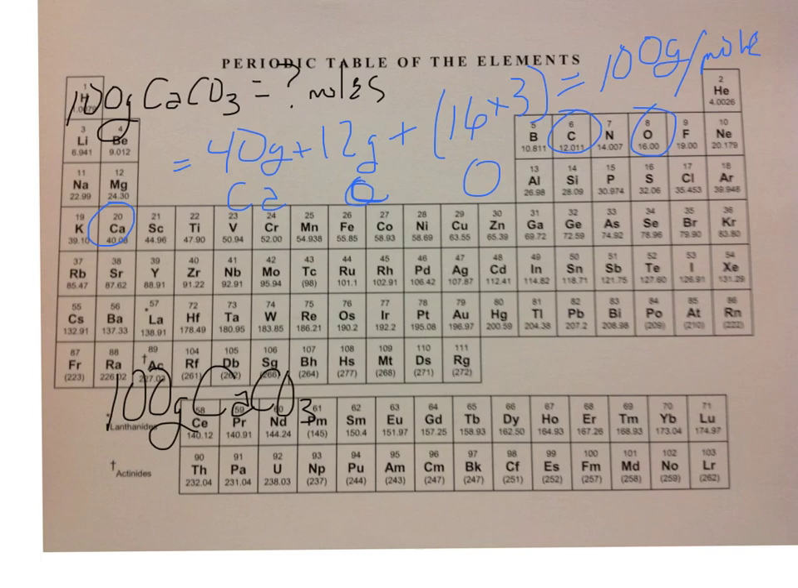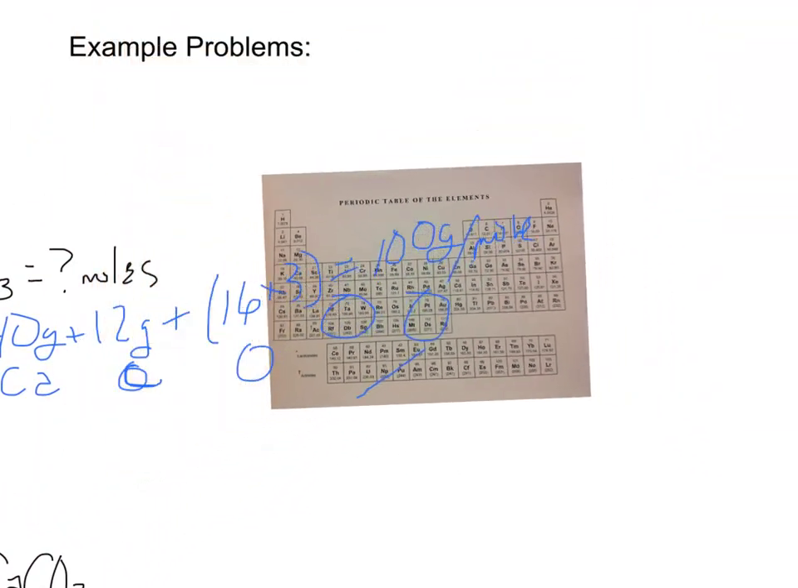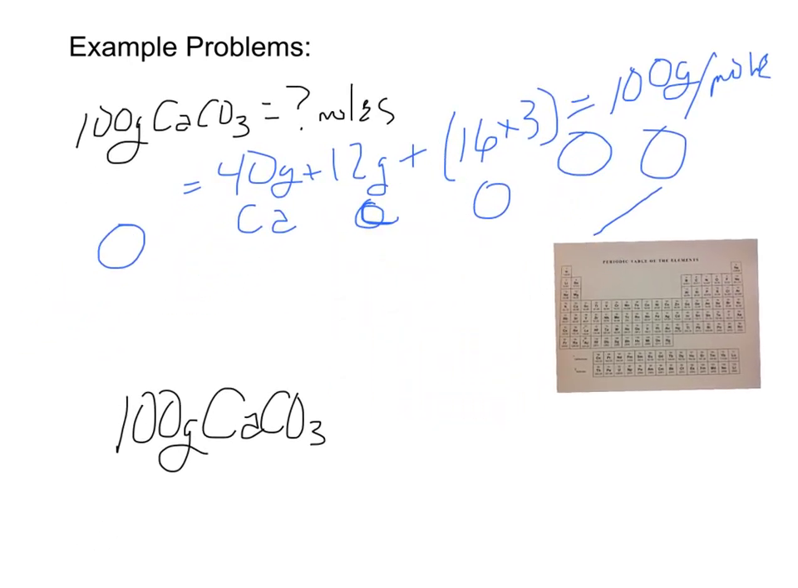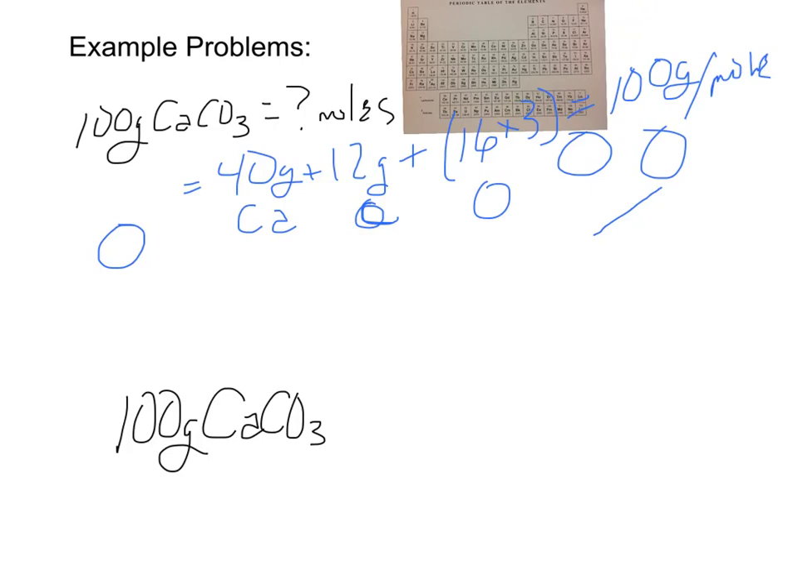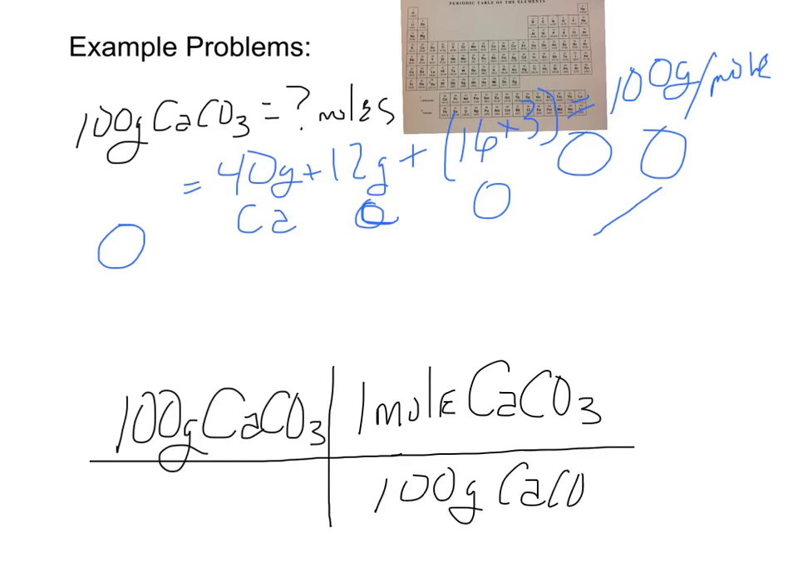of calcium carbonate. Okay? So we'll take our periodic table here and squeeze it back down, put it back over here out of the way, and then we'll do our math. Now, we've just figured out the molar mass, and they want us to figure out moles. So I put my moles on top. 1 mole calcium carbonate is 100 grams of calcium carbonate.